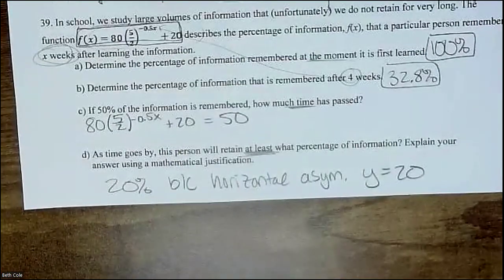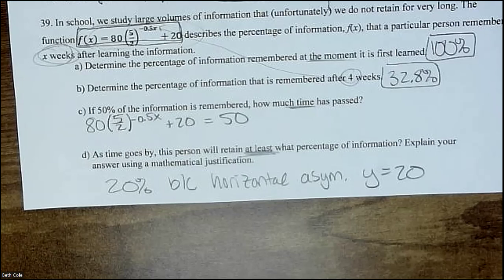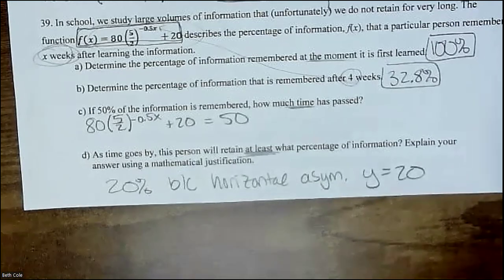Now, real quick. After 4 weeks, you were down to about 30-something%. So if you still remember 50%, what kind of an answer are you expecting? Like maybe 2 weeks or something. It's going to be a decimal, but make sure your answer makes sense. Like a year isn't going to go by.